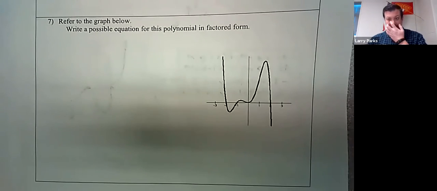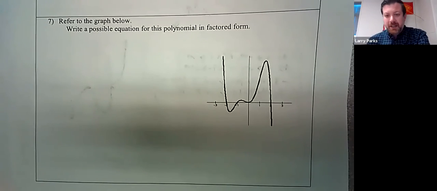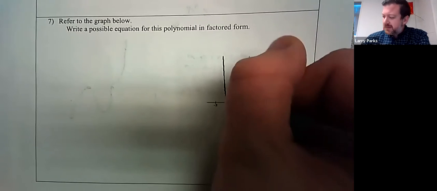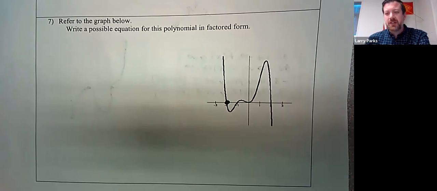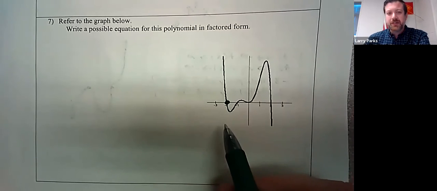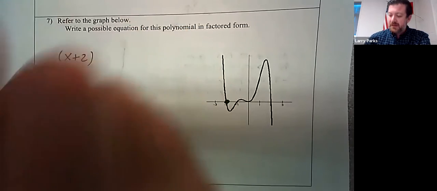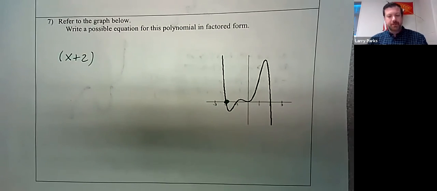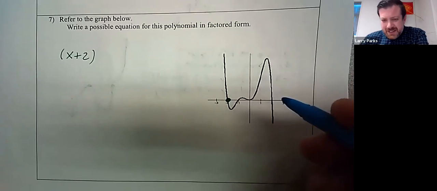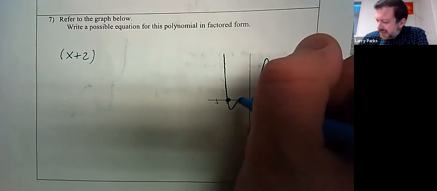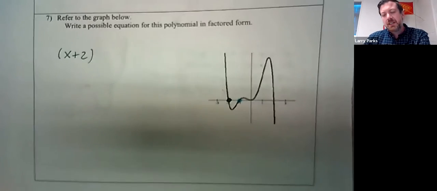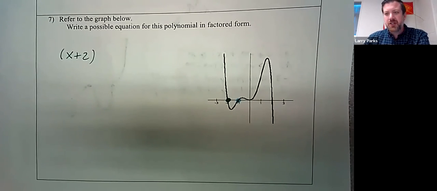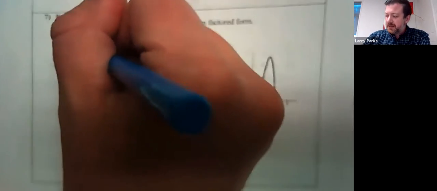So we have a graph. I'm going to go through, and it looks like that's negative 2. Because negative 2 is a solution, and it just goes straight through, that'll be x plus 2. And then it looks like negative 1. Is that negative 1? Negative 1 is the solution right there. So because negative 1 is a solution, the factor would be x plus 1.